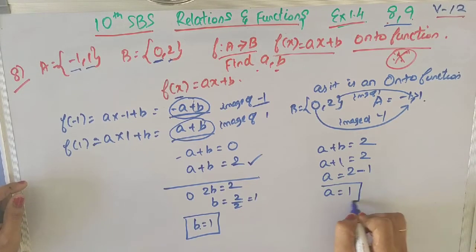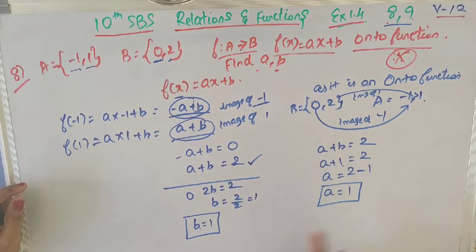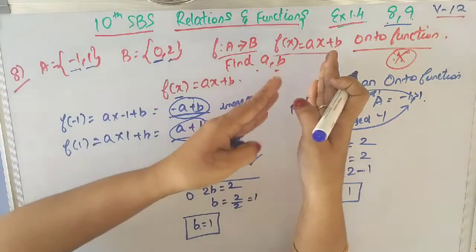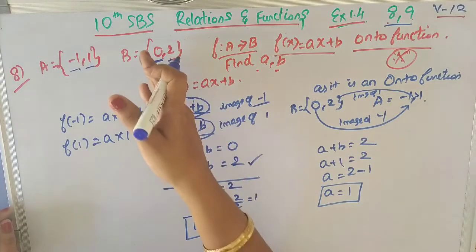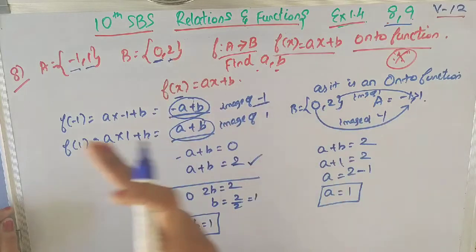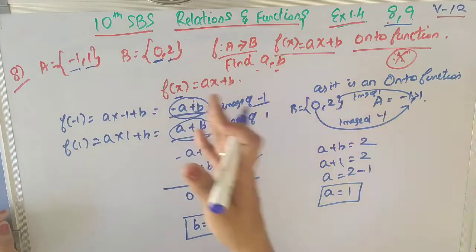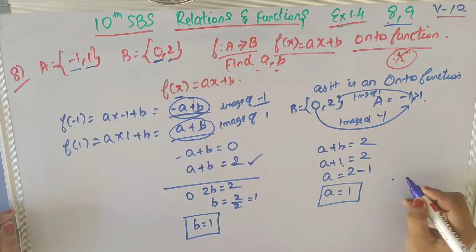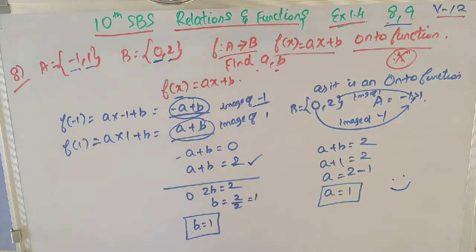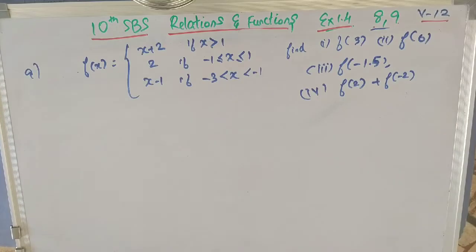So, we have found the values of a and b by using the condition that this function is an onto function. I am substituting the values of a in this f of x and finding the images of A and comparing with the images already given. I have found a and b, small a and b. Okay, clear? Now let's go to the next question.